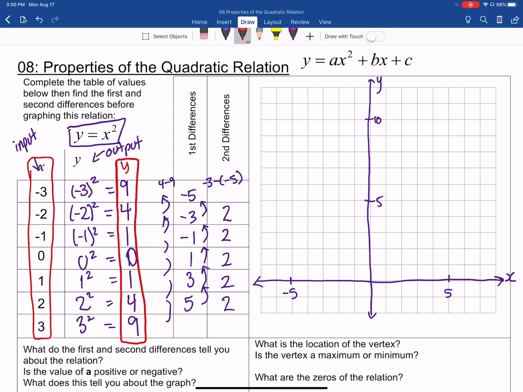And I'm going to plot my points. So -3, 9, which is here, -2, 4, -1, 1, 0, 0, 1, 1, 2, 4, and 3, 9. Okay. And you'll notice that it's in that U-shaped parabola.